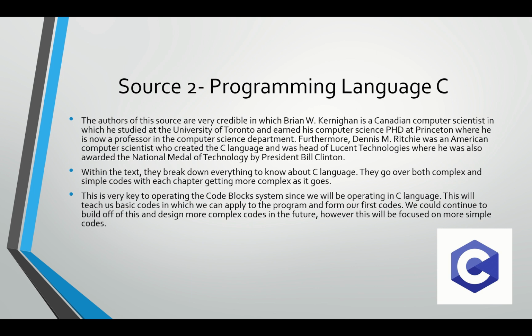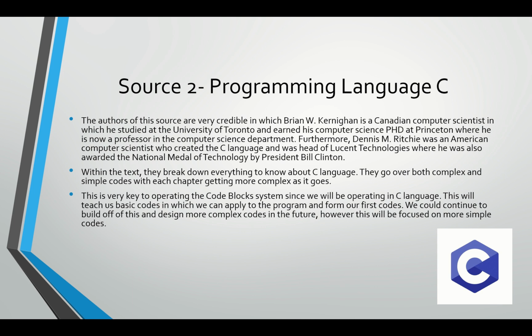Source 2, programming language in C language. My authors were Brian W. Kernighan, who is currently a Canadian computer scientist, where he studied at the University of Toronto and earned his computer science PhD at Princeton, where he is now a professor in the computer science department, as well as Dennis M. Ritchie, who was an American computer scientist who actually created the C language and was also head of his own corporation called Lucent Technologies. He was also awarded the National Medal of Technology by President Bill Clinton.